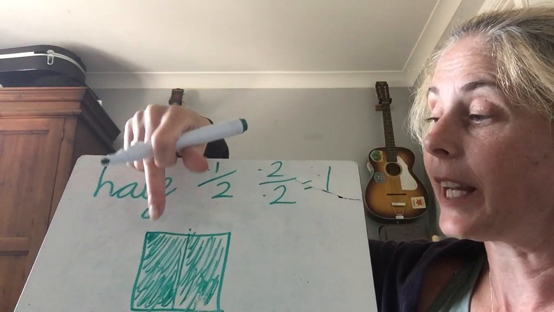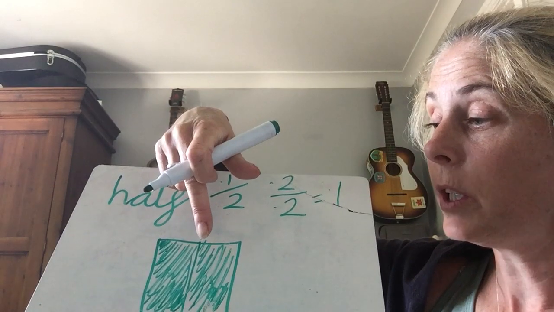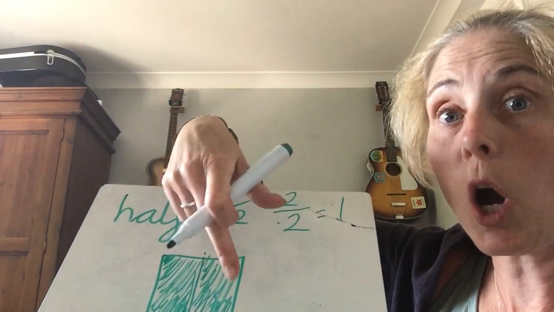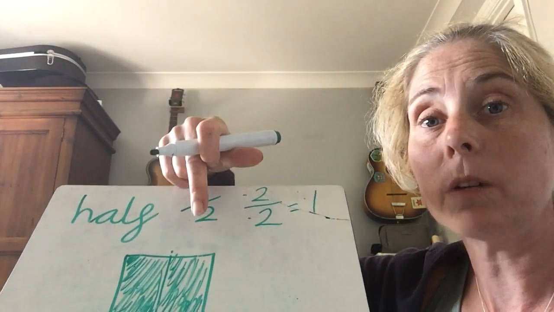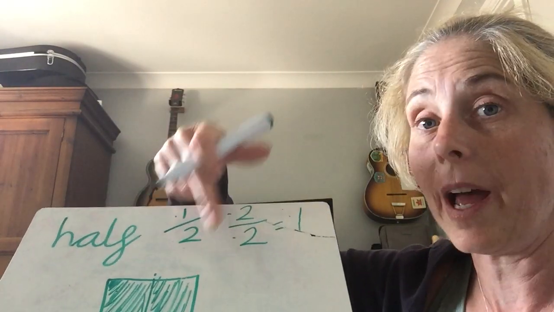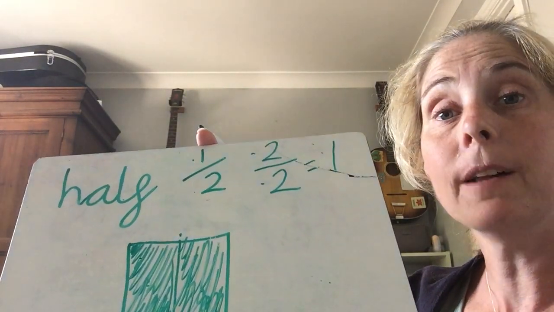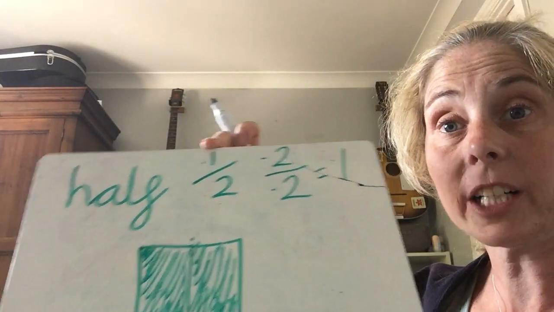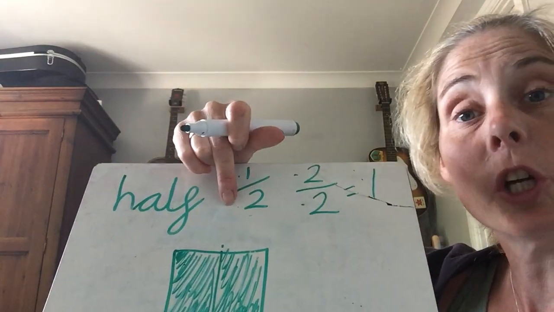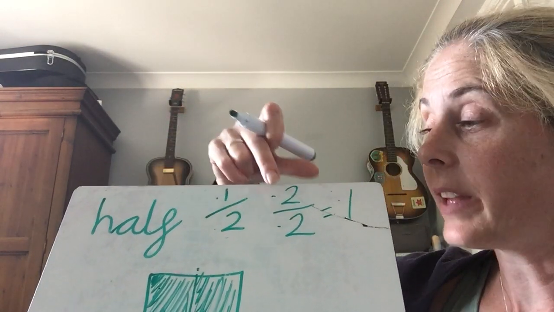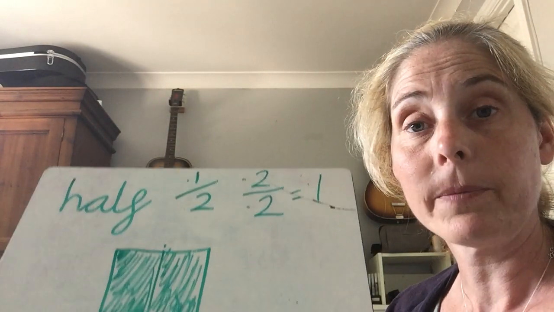Okay, so as you can see, I've shaded 2 parts out of 2, which means I have shaded the whole. I've shaded 1, I've shaded it all, okay? That's a whole, that's a 1, okay? 1 square, I've shaded it all, okay? So it's really good to remember that 1/2, that fraction there, means 1 part out of 2, okay? And then 2 parts out of 2 means a whole, okay?